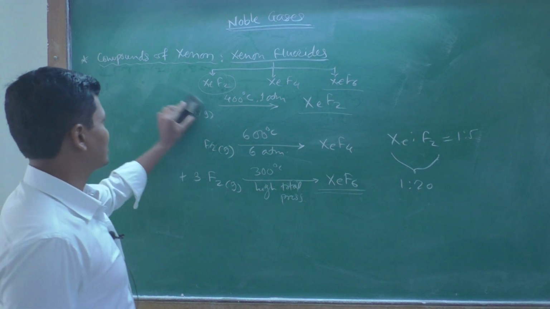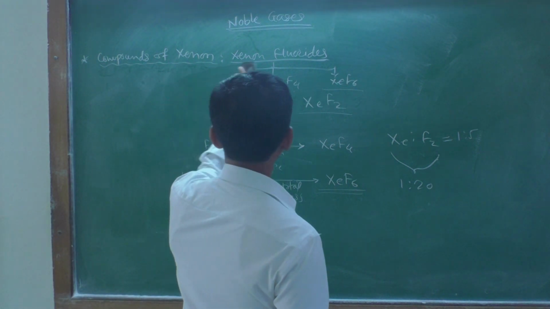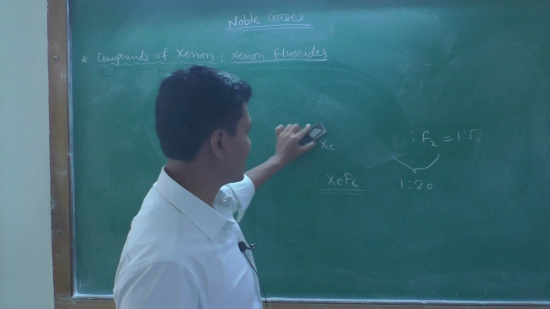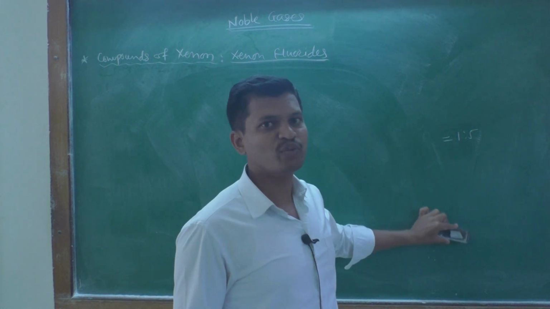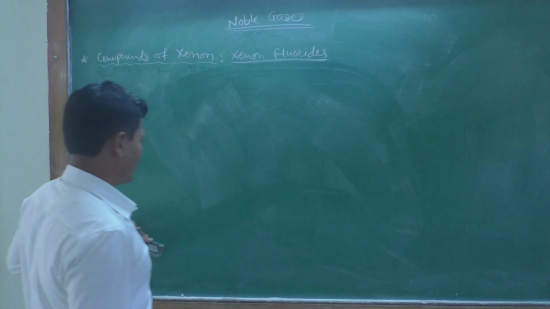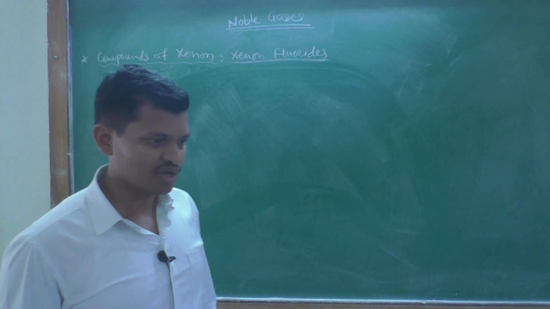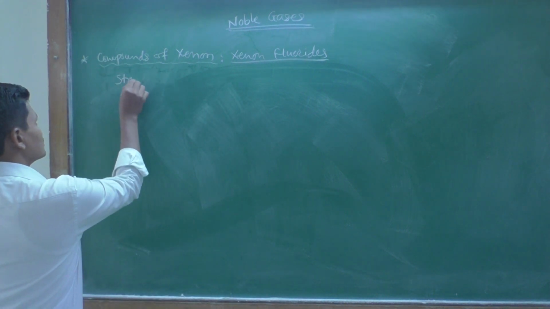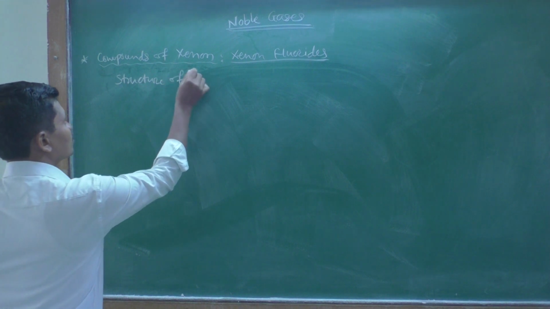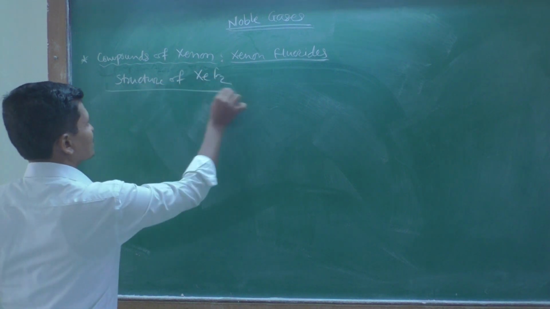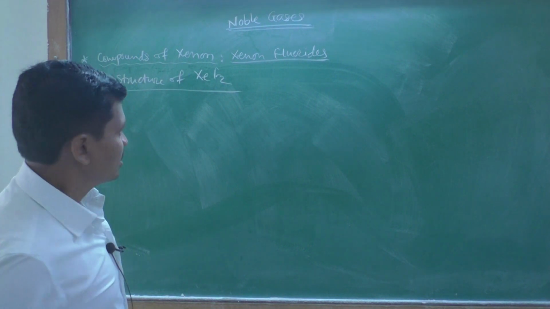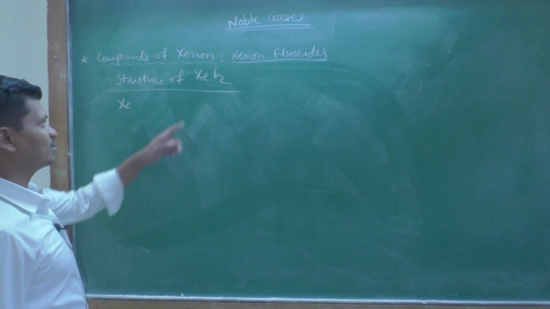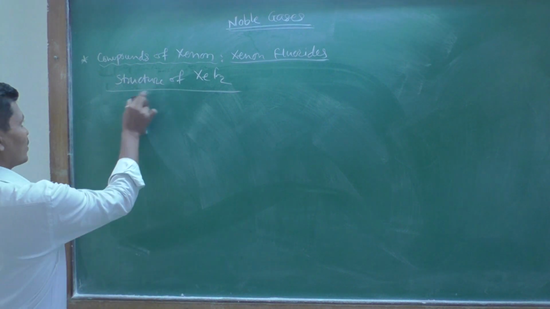Then we have to see the structures of these xenon fluorides, and these structures can be explained on the basis of the VSEPR model. We have already discussed this model in the case of interhalogens. Structure of XeF2, xenon difluoride. We know, dear friends, that the xenon atom is the central atom in xenon difluoride according to the VSEPR model.